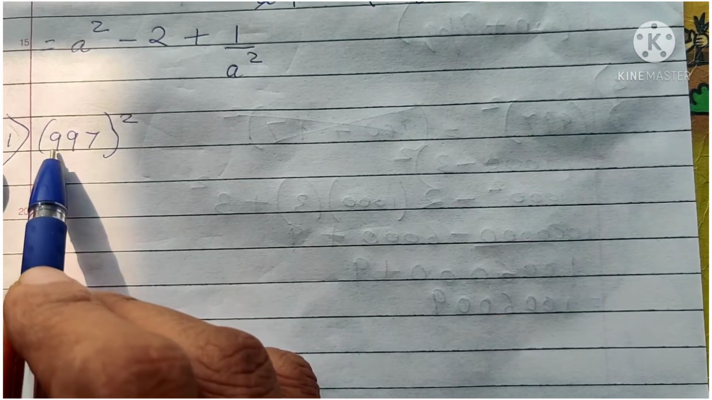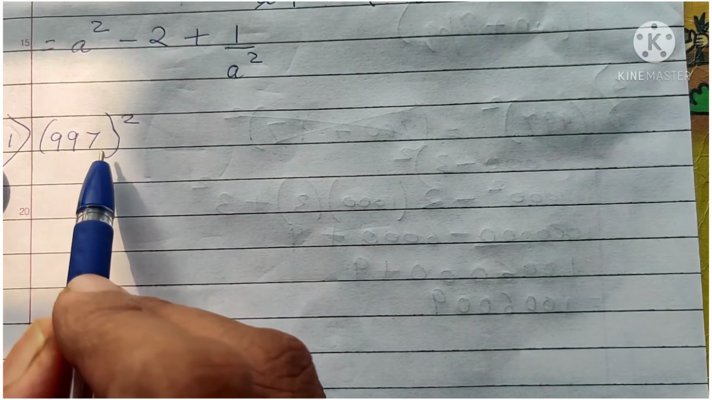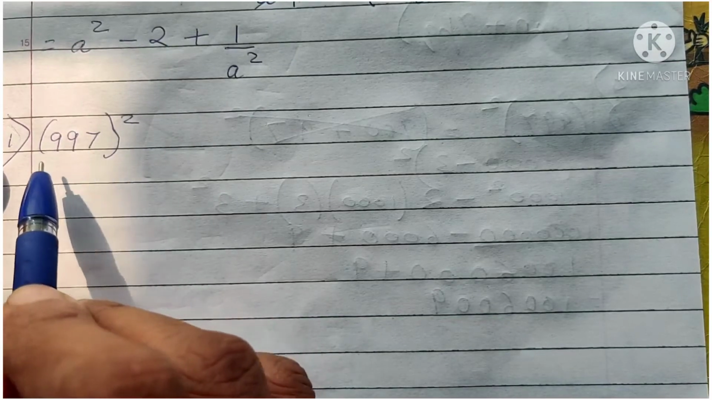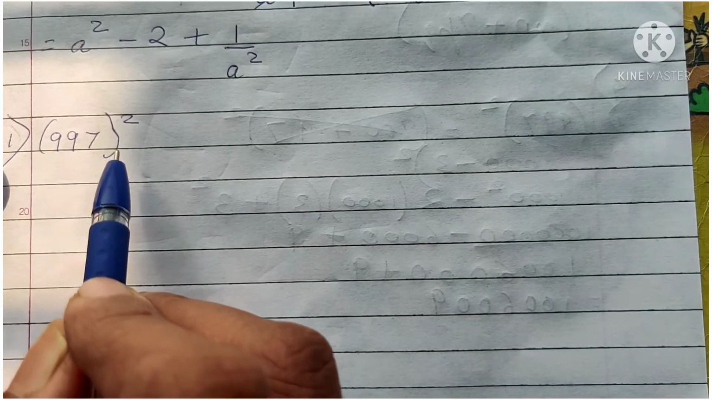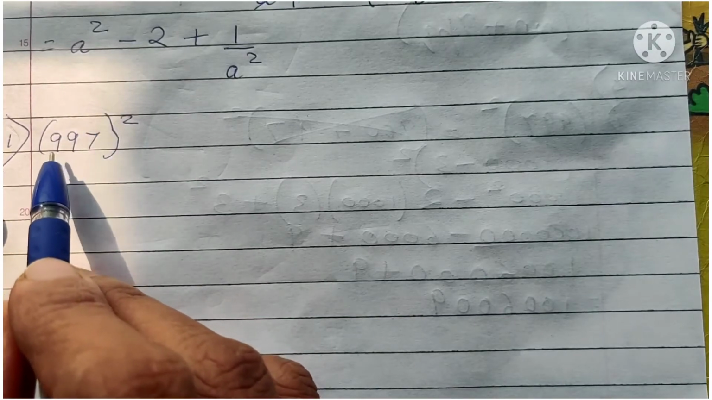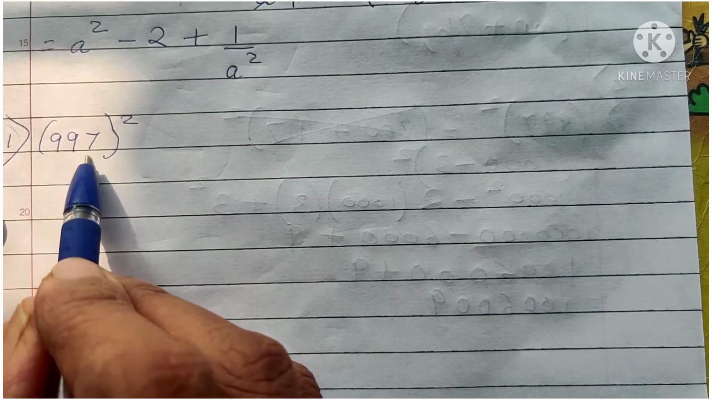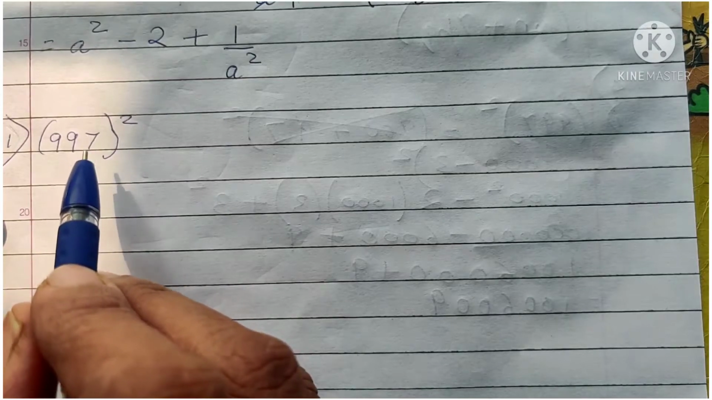So the first sum here is 997 square. Now there are two ways to do this with the expansion formula. Either you put it in the form of (a plus b) the whole square or (a minus b) the whole square. Which one to use depends on the number.